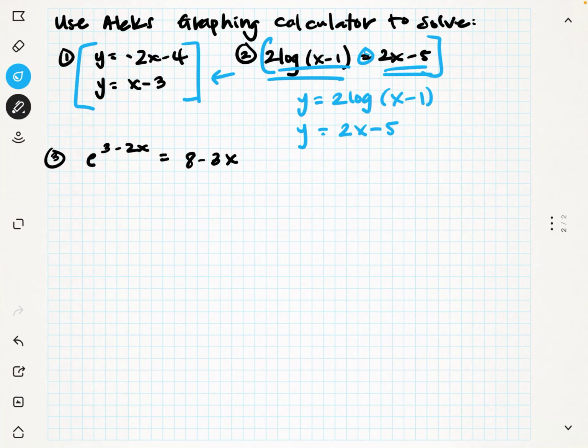All right, and then likewise for this, same idea. We're not going to go through it, but again, because we have the equal sign and we have two expressions, we're going to just say y equals the left-hand side and y equals the right-hand side. We're going to graph those two different equations, and then we're going to find where they intersect and just input it into your Alex boxes.